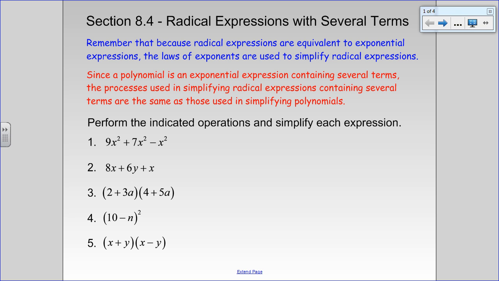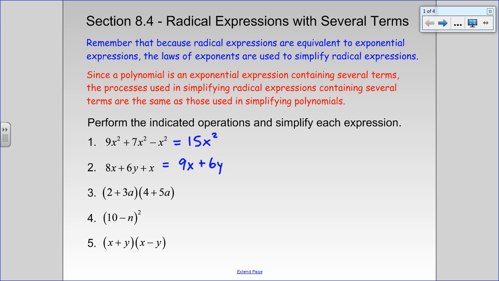In problem 1, we have 3 like terms to be combined, all of them containing x squared. So we simply add the coefficients 9, 7, and -1 to obtain our answer 15x squared. In problem 2, we again have 3 terms in our initial expression, but only 2 of them are like and can be combined. So we combine 8x and x, and we have the answer 9x plus 6y.